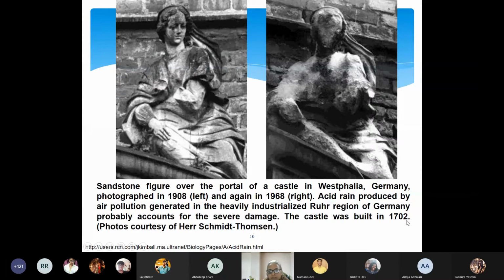And so you can see that in 200 years, from 1702 to 1908, this was the amount of erosion of the sculpture, not much. There's very little damage to the sculpture. And what happened in the next 60 years? You can see the difference. So this is the consequence of industrialization, and this is a very dramatic example of that.